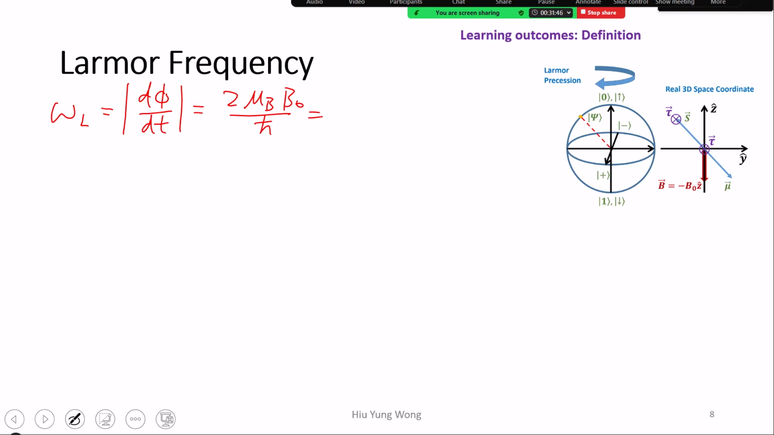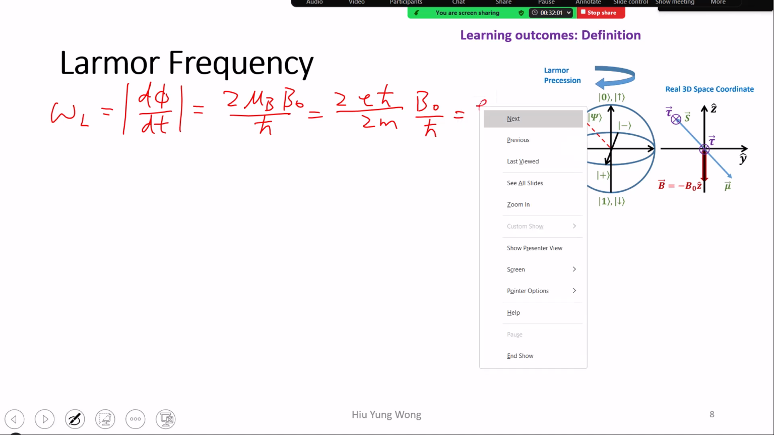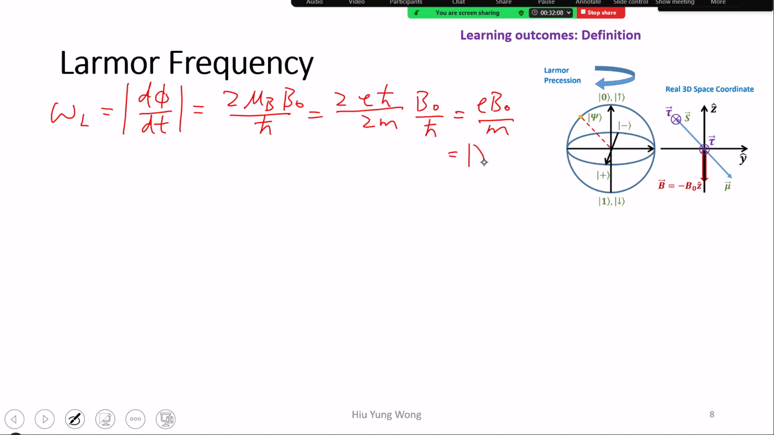And if you try to plug in 2 mu_B, which is the Bohr magneton, eħ divided by 2m, then you will get this one to be equal to eB0 divided by m, or it is equal to gamma B0. Again, this gamma is what? This gamma is the gyromagnetic ratio. Okay? Maybe you forgot already.